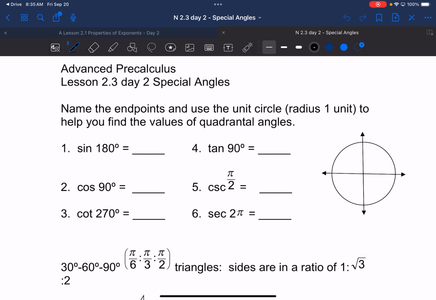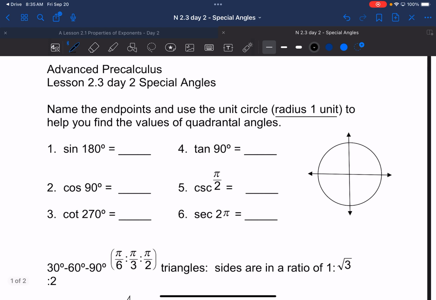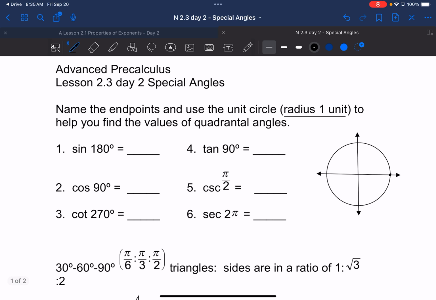First, they just want us to go through and name the endpoints and then use the unit circle, which is going to have a radius of 1 unit, to help you find the values of the quadrantal angles. Okay, so we're just going to put points right here on our axis so that we can provide the coordinates of the quadrantal angles. Your quadrantal angles are the angles that are formed right on your axis.